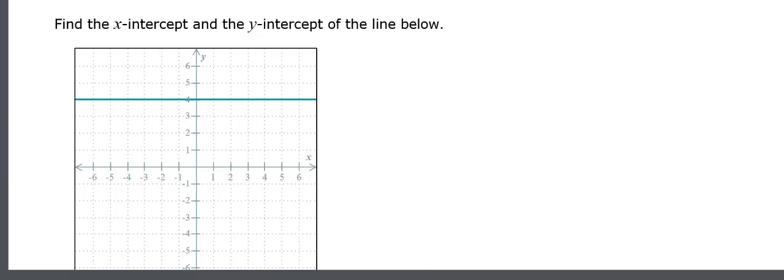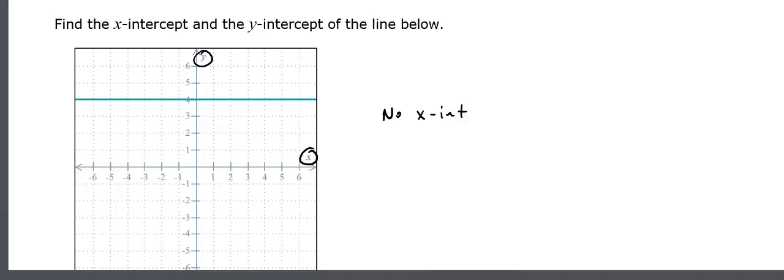Find the x-intercept and the y-intercept of the line below. So the x-intercept is the place where the graph touches or passes through the x-axis, whereas the y-intercept is the place where the graph touches or passes through the y-axis. So you notice that there's no point where the graph touches or passes through the x-axis, so there's no x-intercept.